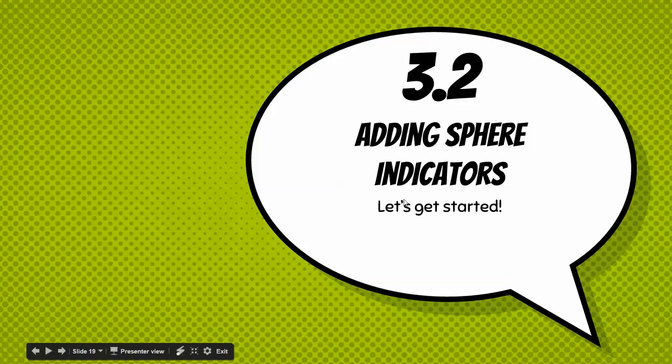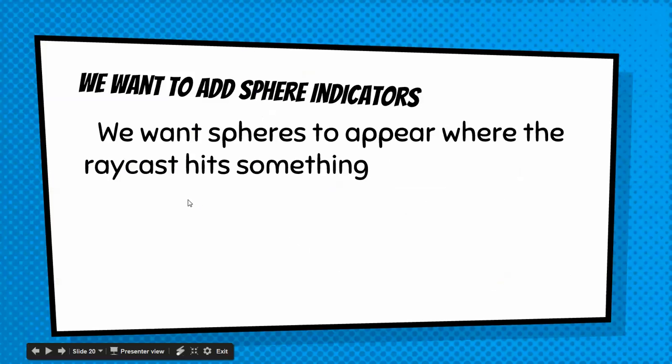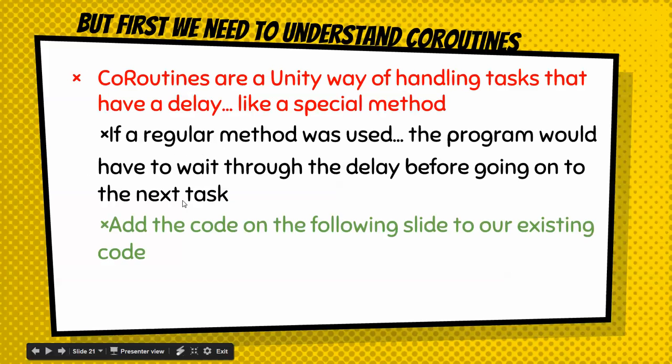Alright, ladies and gentlemen, we're going to add some sphere indicators. We want to see some bullet holes or something showing where we just shot. But before we do that, we need to understand coroutines.